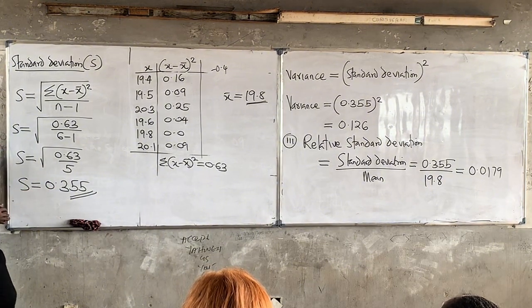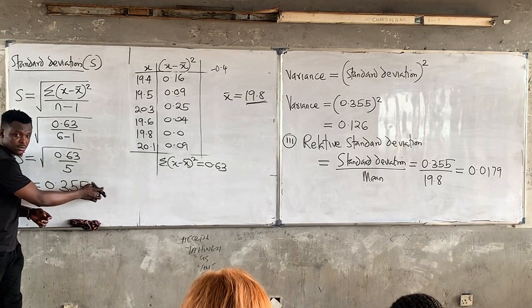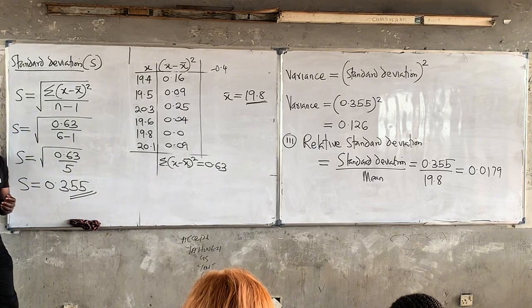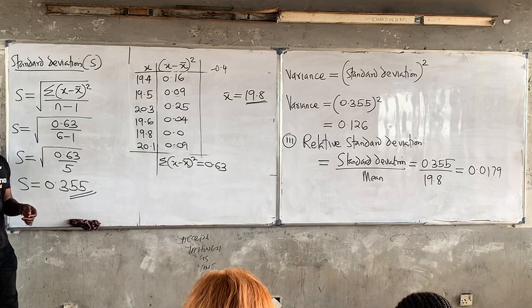I repeat, what if you were asked to solve for standard deviation in percentage? Whatever your answer is, times what? 100. In parts per million, times what? 1 million. Parts per thousand is times what? 1,000.